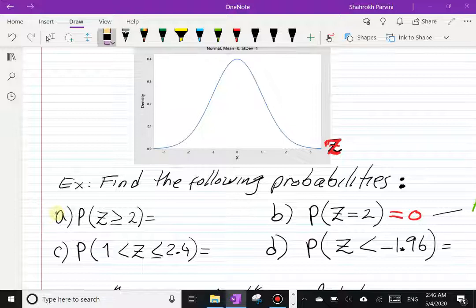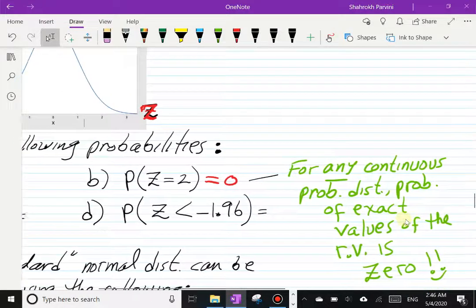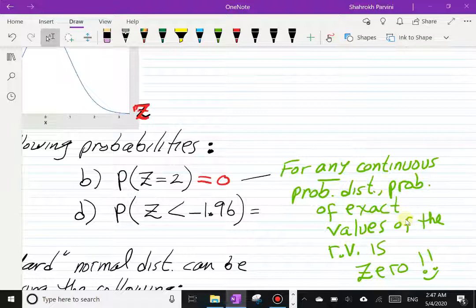Now, probability of z equal to 2. I'm actually looking at part B now. In part B, I'll show you in Minitab how this will be 0. But in general, I want to generalize this. This is a true statement about any continuous probability distribution, not just normal: the probability of exact values of the random variable is 0.